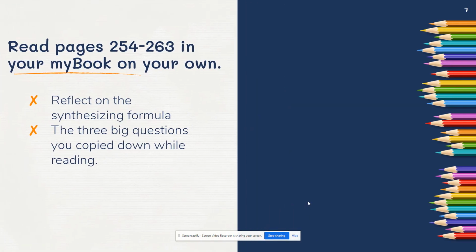I want you to take the time now and read on your own. Read pages 254 through 263. Stop after you have read all the way through page 263 in its entirety. Reflect on the synthesizing formula and the three big questions to help you with your thoughts. Make sure and write ideas down while you're reading.